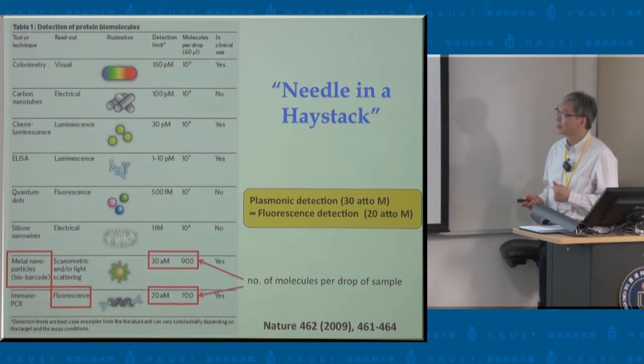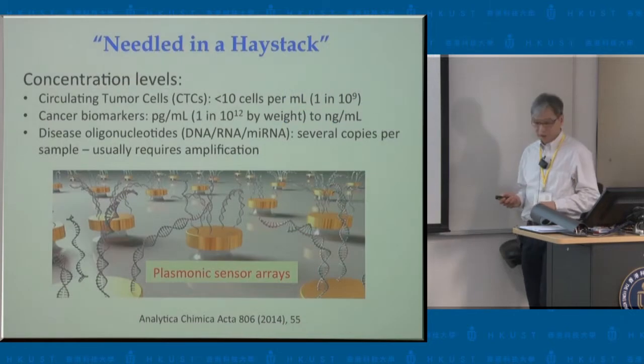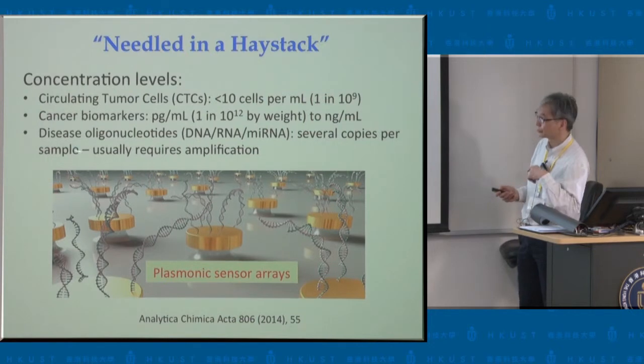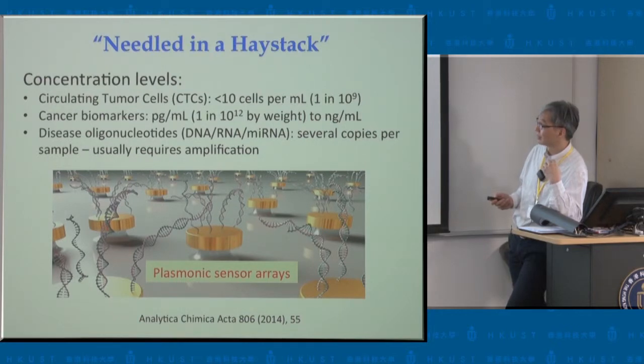Okay, we are basically using this figure as if finding needles in a haystack. In the next slide, we'll probably see what we really mean. The typical concentration levels that we are talking about in real samples is, for example, circulating tumor cells, which is a good monitor for cancer patients. You're talking about every 10 cells per mil, that is 1 in 10 to the 9 cells.